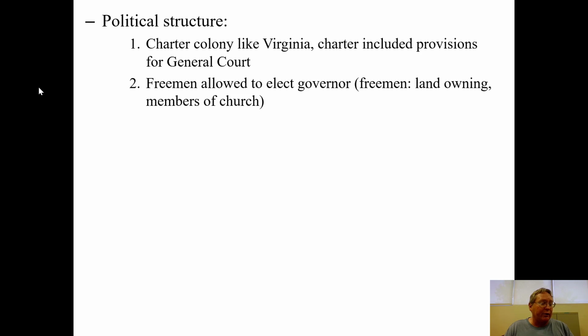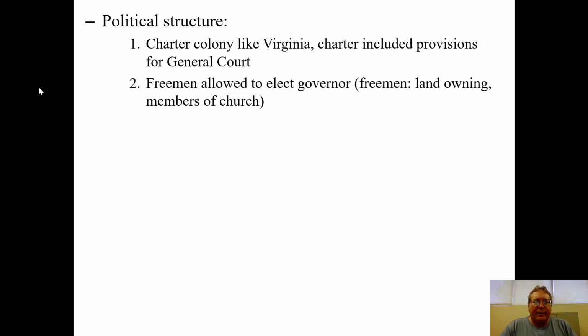True, they have a governor that's appointed first by the Virginia Company and then later by the King of England, but at least they have some say and have a lot of authority through that colonial assembly, the House of Burgesses. Same is true in the Massachusetts Bay Colony. They have a lot of power, and because their governor is appointed by them, they actually have a lot more power. They can do virtually anything they want in the Massachusetts Bay Colony.